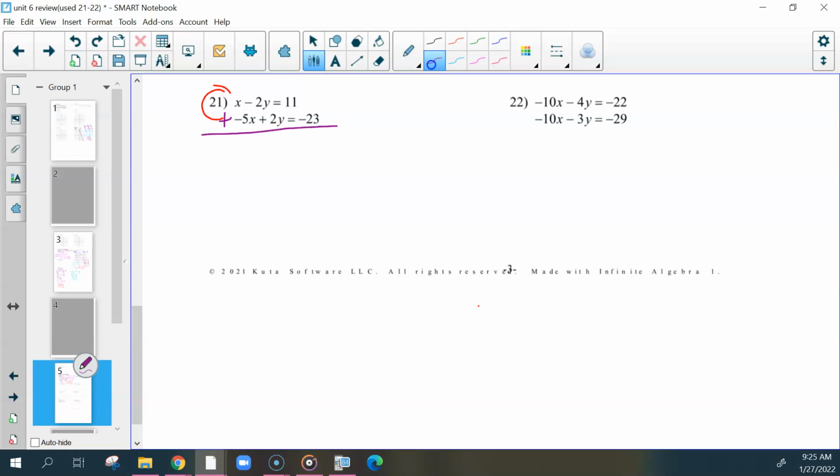For these, make sure that you're showing me whether you added or subtracted when you get to the elimination process. So if we're adding these two, x plus a negative would be the same thing as x minus, so that would be negative 4x. Negative plus a positive would cancel those out. 11 plus a negative would be 11 minus 23, or negative 12. And then divide.